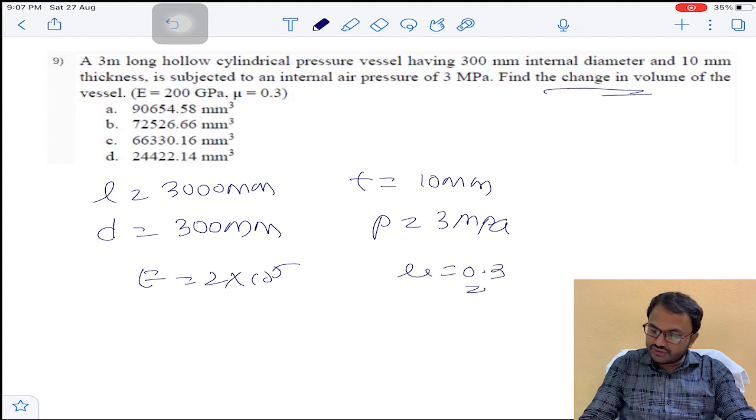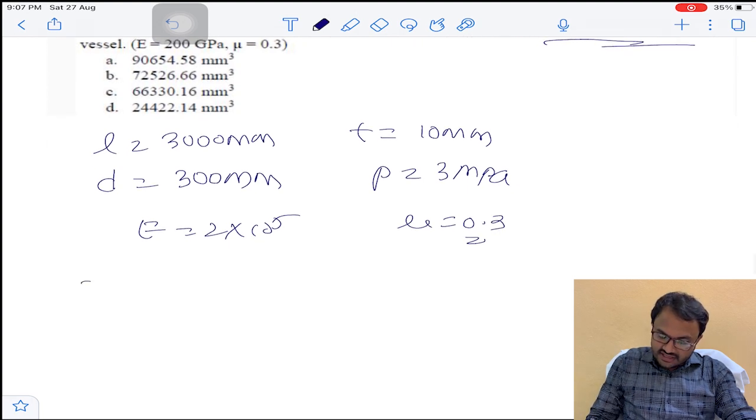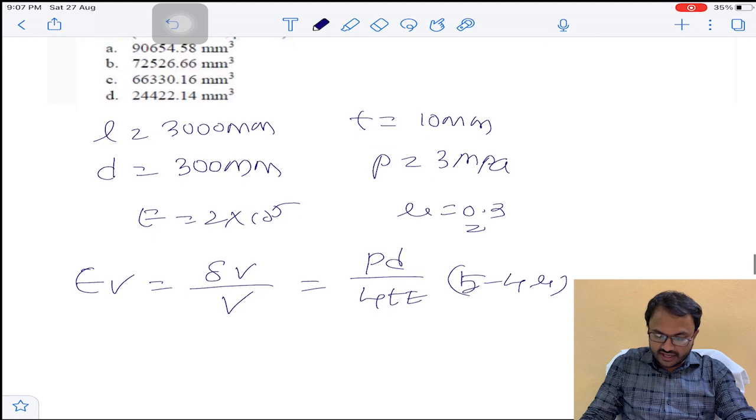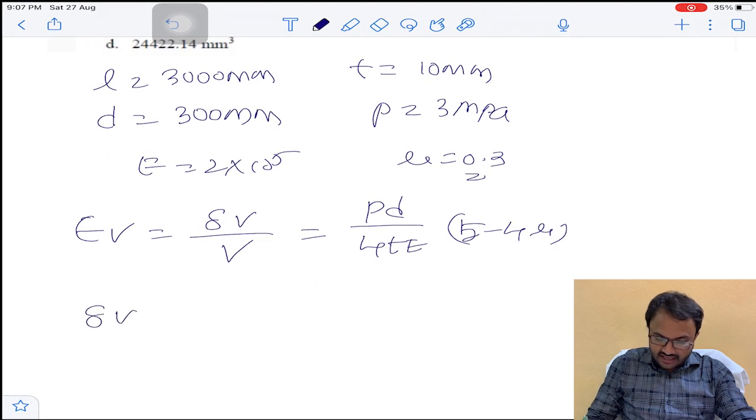So he asked us for the change in volume. So epsilon V, that is volumetric strain, is equal to change in volume divided by original volume. That we have a formula PD by 4TE into (5 minus 4 mu). Okay, so we need to calculate delta V. We need to calculate what is the volume, that is area into length.